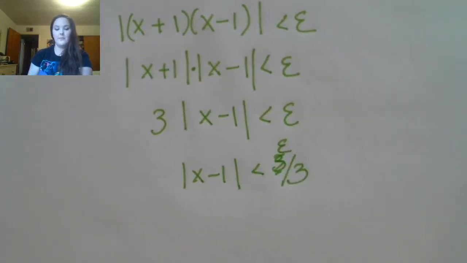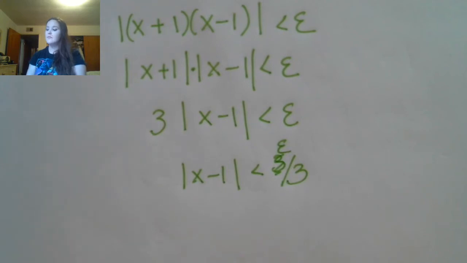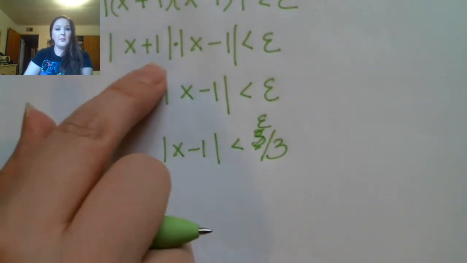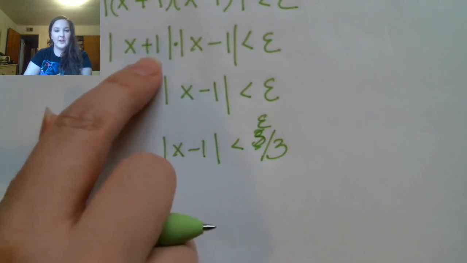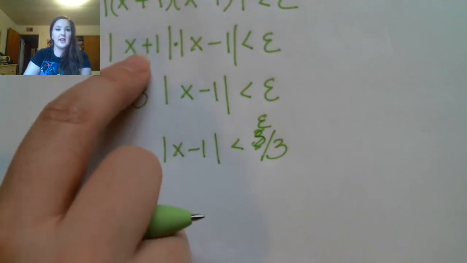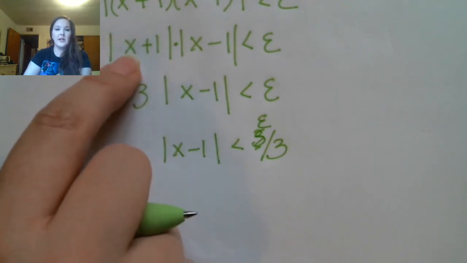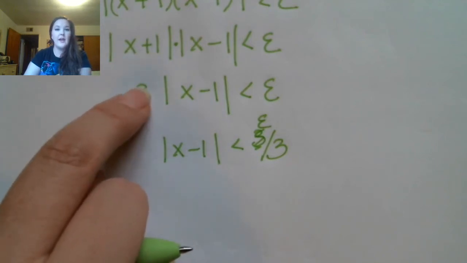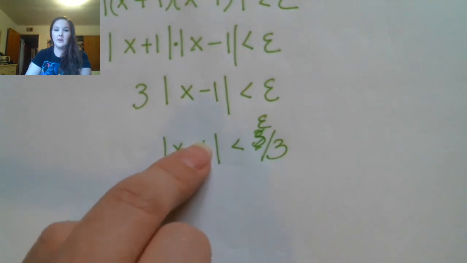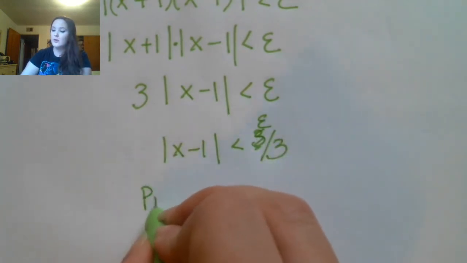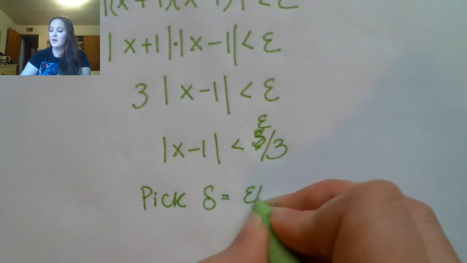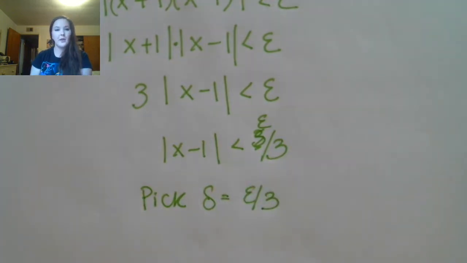Epsilon over 3. Okay, so this thing that we did earlier where we were able to bound the absolute value of x plus 1, right? We were able to say what this is smaller than, which is really what allowed us to replace this with a number and then solve this here. So just like normal, we're going to pick that delta is epsilon over 3.